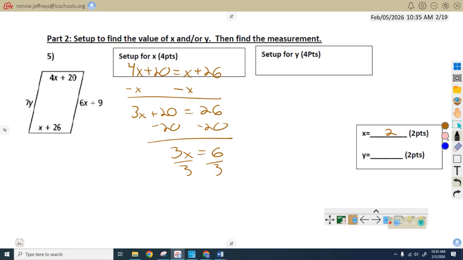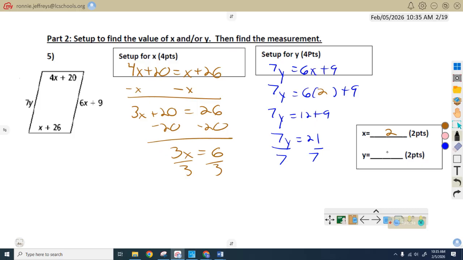Now to set up for Y, 7y equals 6x plus 9. Now, if you went ahead and plugged in the 2 right here, that's fine. 7y equals 12 plus 9. 7y equals 21. Bless you. So y is 3. All right.